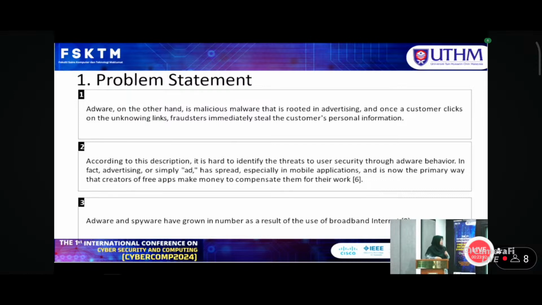For this research, the issue is adware. On the other hand, it is a malicious malware that is put in the advertisement. Once a customer clicks on an unknown link, the fraudster immediately steals the customer's personal information. It is some sort of phishing URL, but it comes from the adware. According to the description, it is hard to identify the threat to user security through adware behavior. In fact, advertising has spread, especially in mobile applications, and now it is the primary way of making money. Adware and spyware have grown in number as a result of the use of the internet.